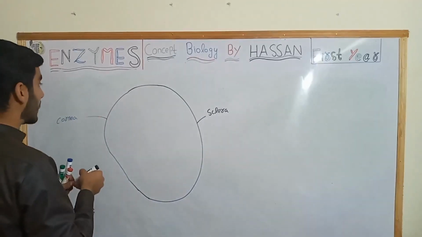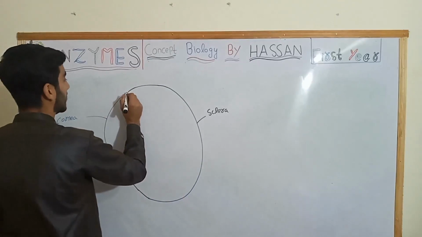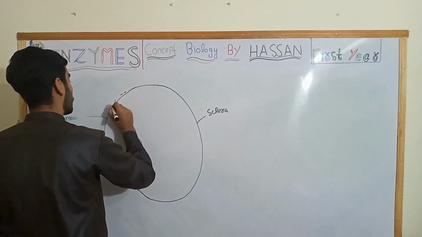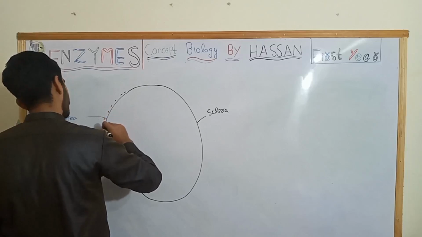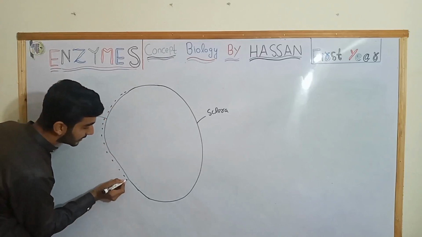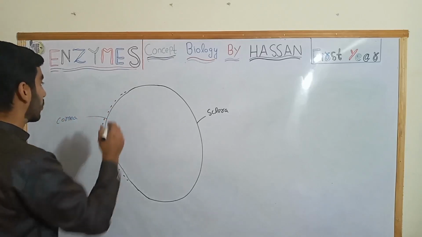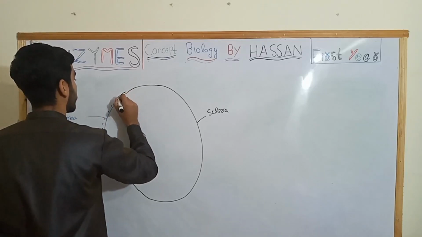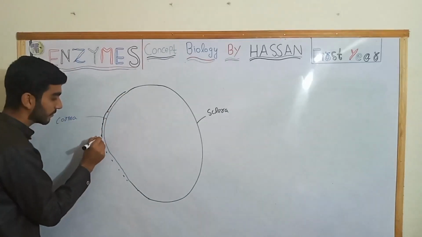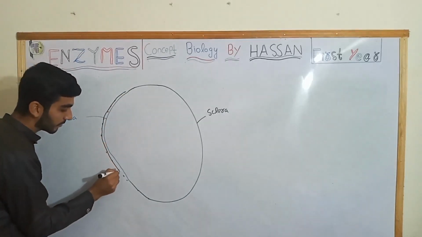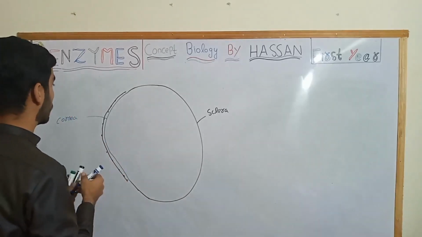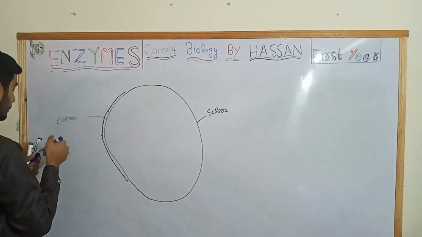There is another layer of cells present which protect the cornea. This is the layer of epithelial cells that protect the cornea. We call it conjunctiva cells.